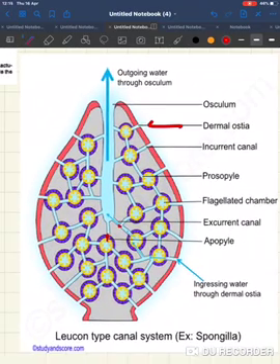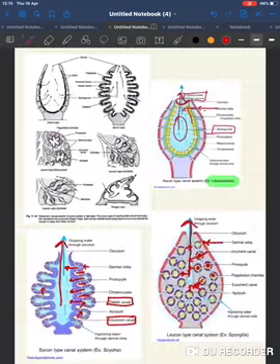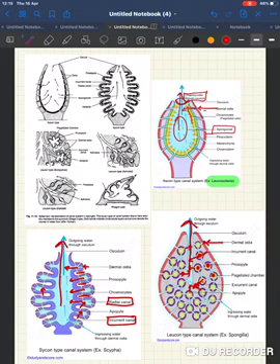So let us see this diagram. The water enters into these incurrent canals through dermal ostia, and from there it enters into these flagellated chambers, and from the flagellated chambers it moves into the excurrent canals. These excurrent canals are actually formed due to the shrinkage of the spongocoel. You may notice here that the spongocoel is highly reduced, and from these excurrent canals the water moves into this reduced spongocoel, and from the spongocoel to the outside. So this was all about the canal system, a characteristic feature of these sponges.